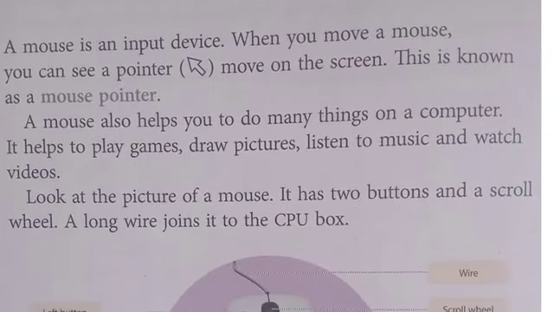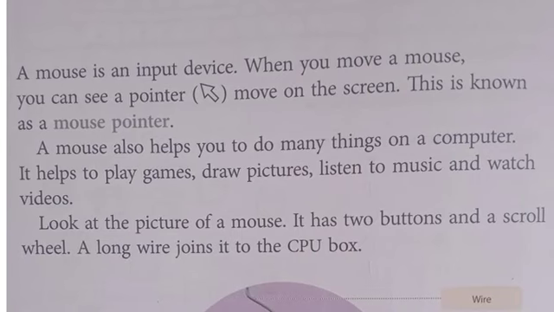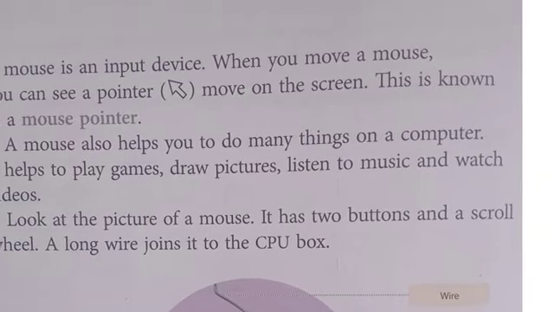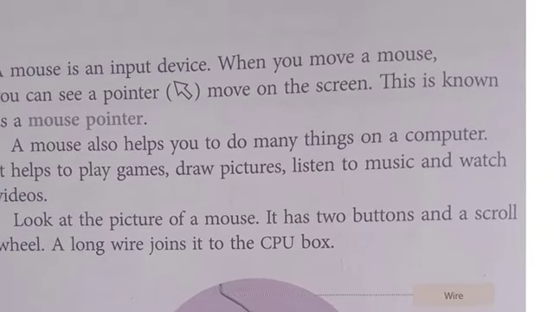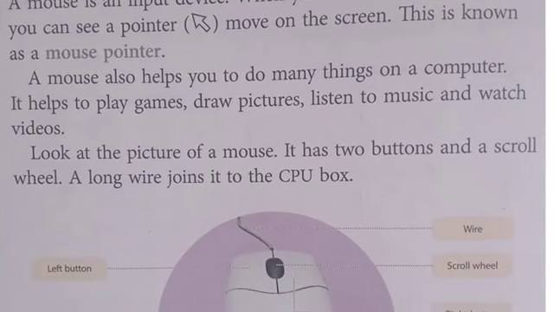When you move a mouse you can see a pointer. Pointer means the arrow mark that you see here in the picture. It moves on a screen, and this is known as the mouse pointer. A mouse also helps you to do many things on a computer. It helps to play games, draw pictures, listen to music and watch videos. These are all the uses of mouse.